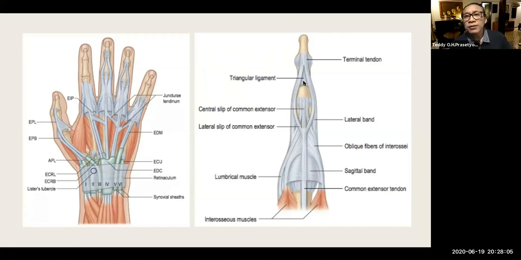So the last one that we can see from this dorsal view is the triangular ligament. This triangular ligament is important to keep the conjoined lateral band in its position, without being able to sublux or slip volarly, because of the strength of the triangular ligament.